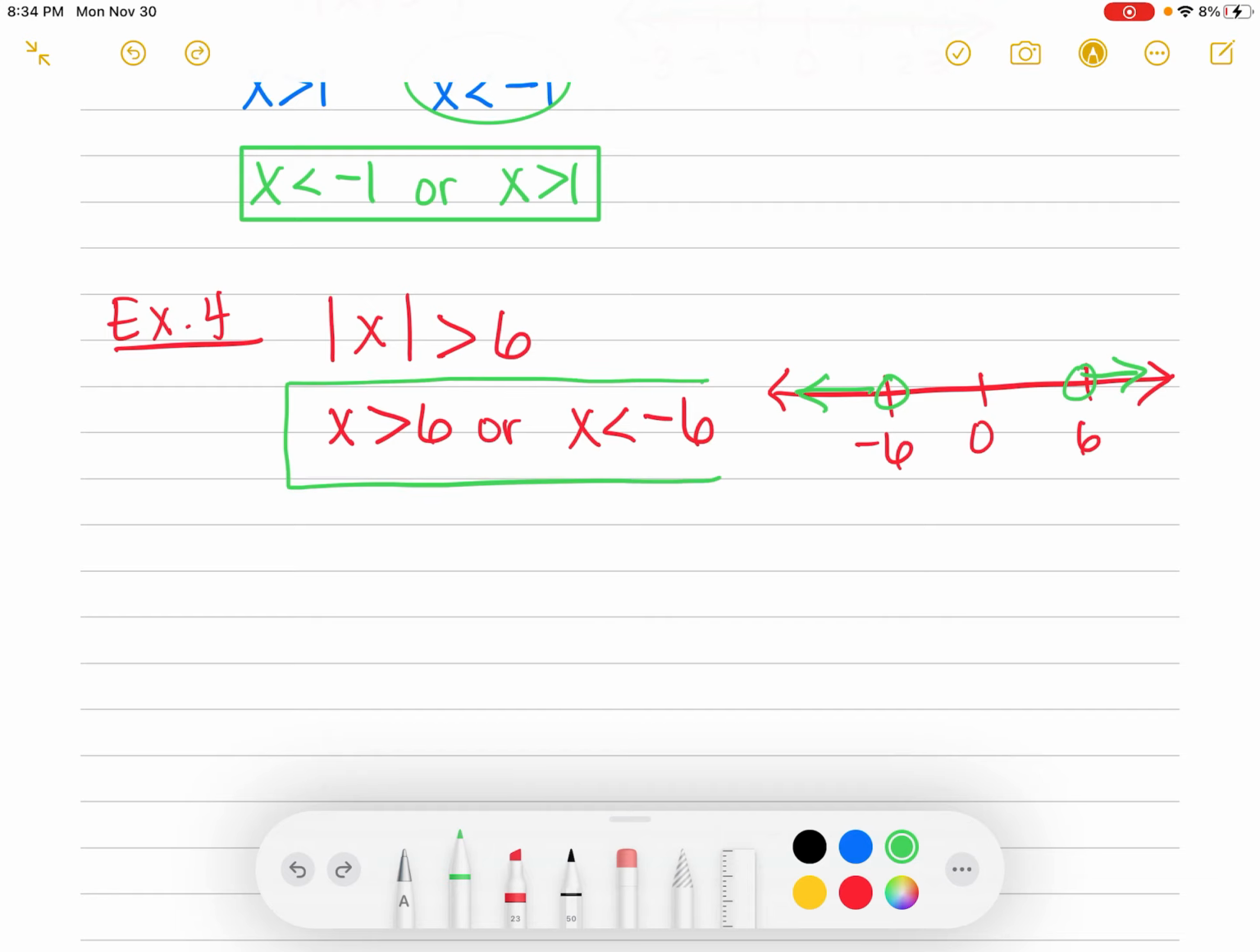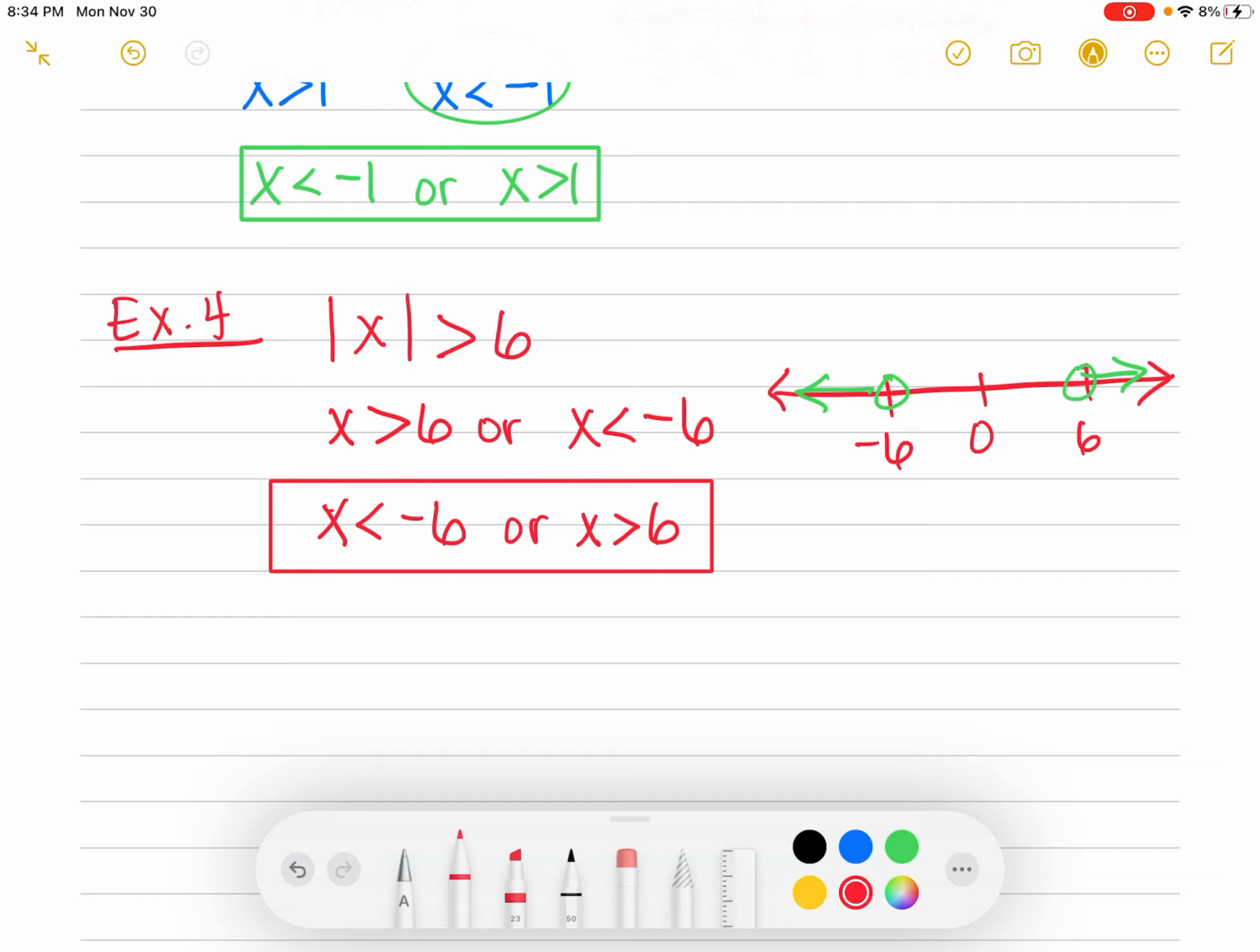Oops, except that I want to rewrite it so that the least number, which would be -6, is on the left. So I'm going to have x is less than -6 or x is greater than 6. I'm not going to count off if you don't put the one on the left as the least, but I like to do it the correct way so that you can get used to seeing it that way.